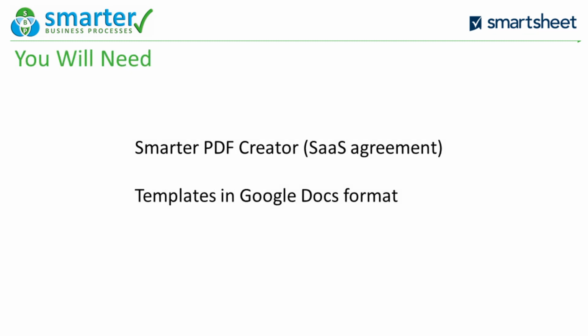What you'll need is the Smarter PDF Creator, which is a software as a service type affair. So it's paid monthly or annually to us to use the software that runs on our servers. And other than that, all you need is the ability to create a template in Google Docs, which, obviously, as Debbie did, you can create it in Word and then convert it to Google Docs, just very easy, and obviously that's free.